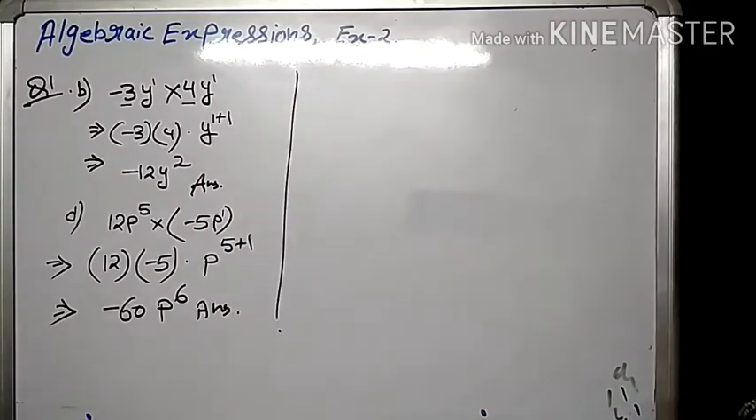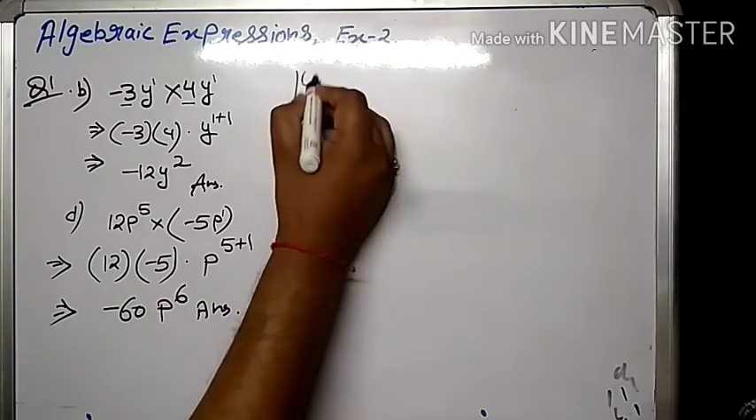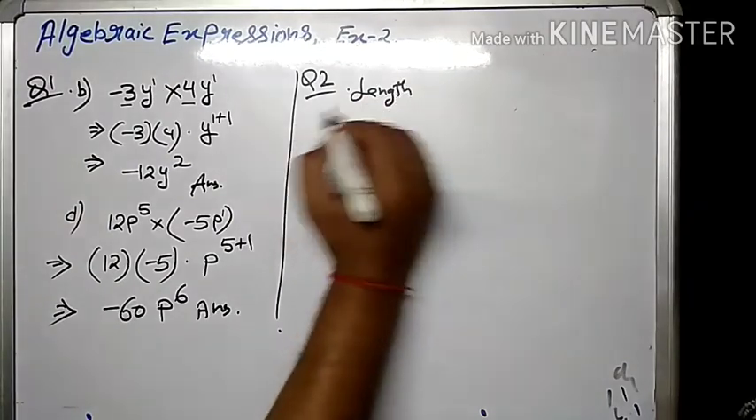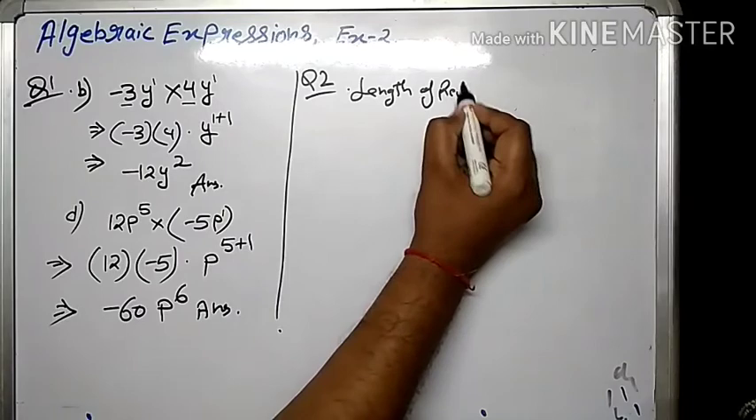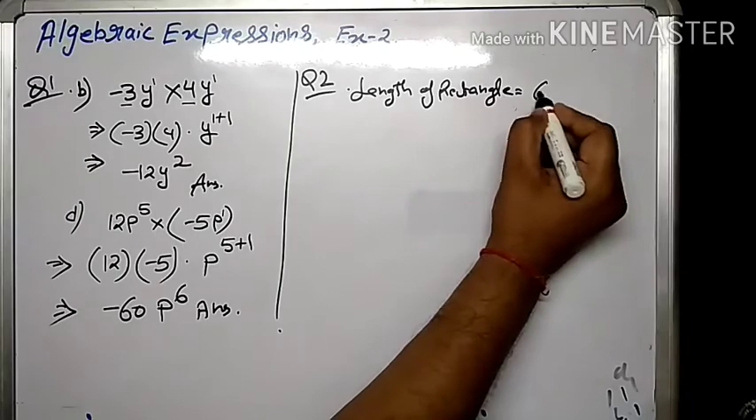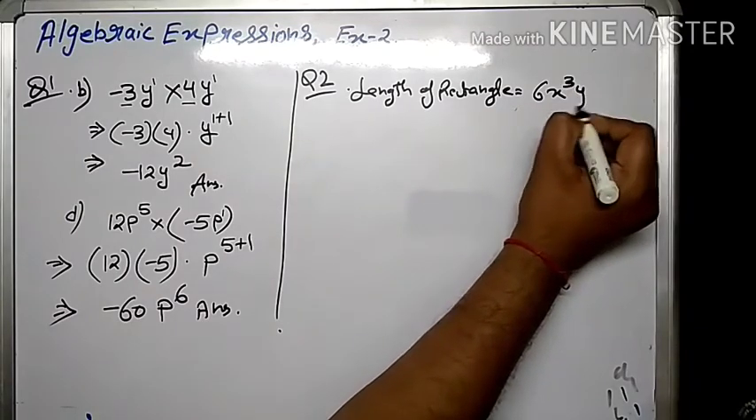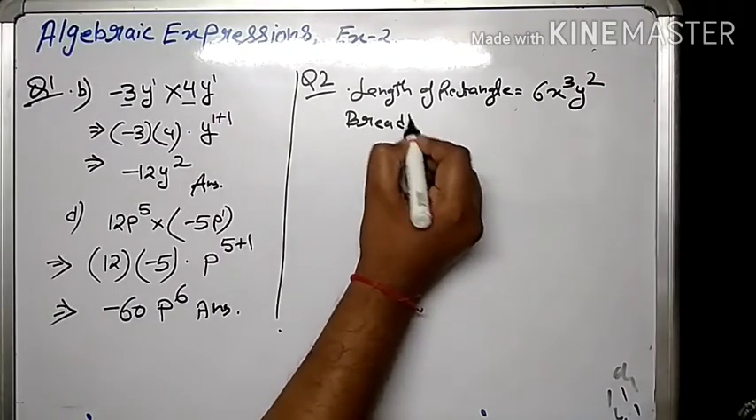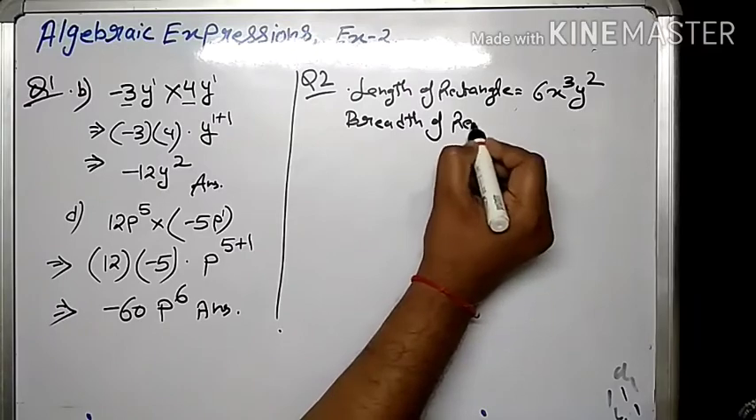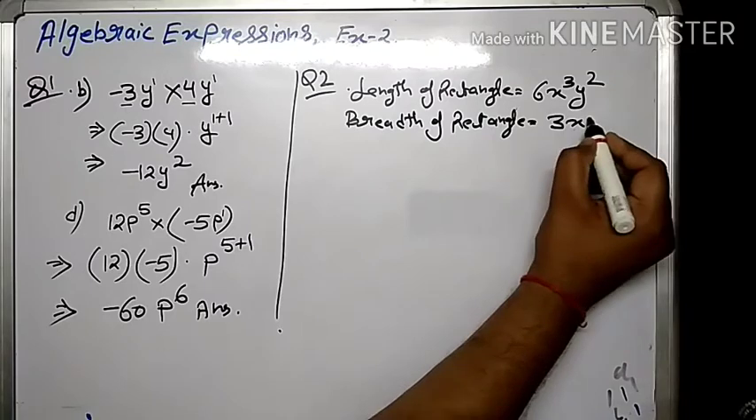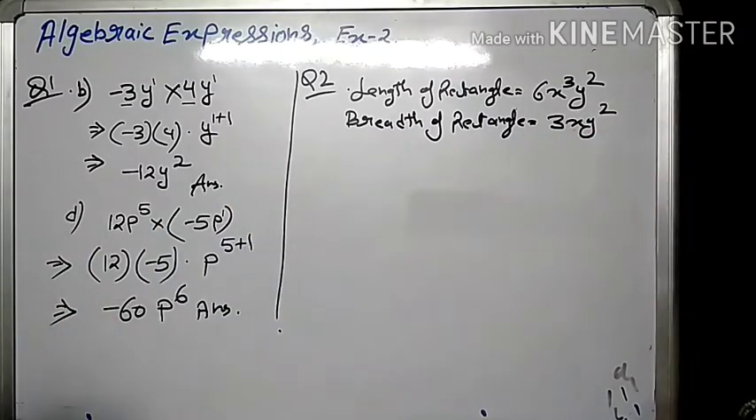Now another example, let us take question number 2. It is saying the length of rectangle is equal to 6x to the power 3 y to the power 2, and breadth of rectangle is equal to 3x y to the power 2, and we have to find the area of the given rectangle.